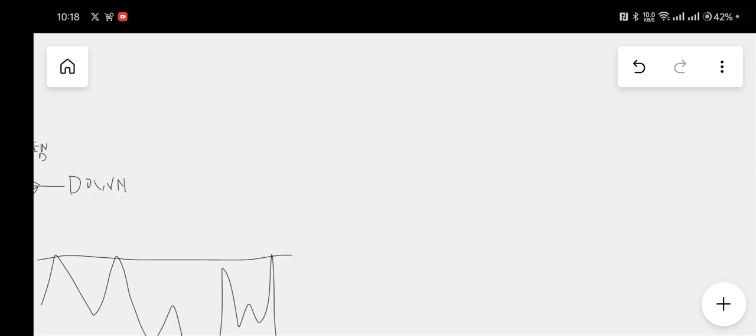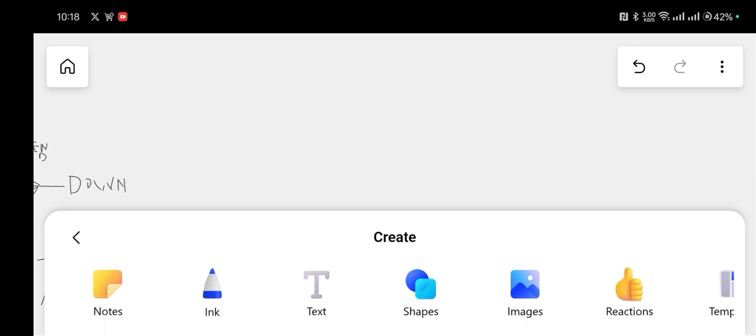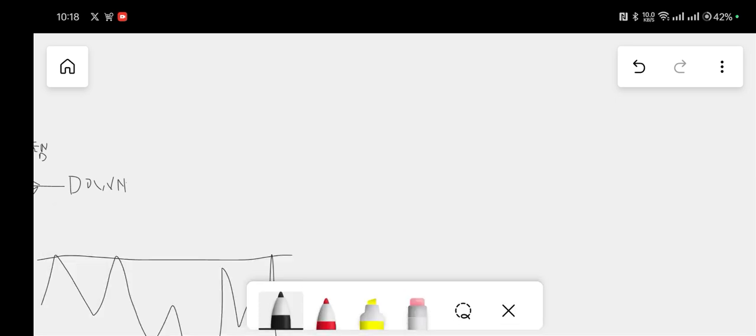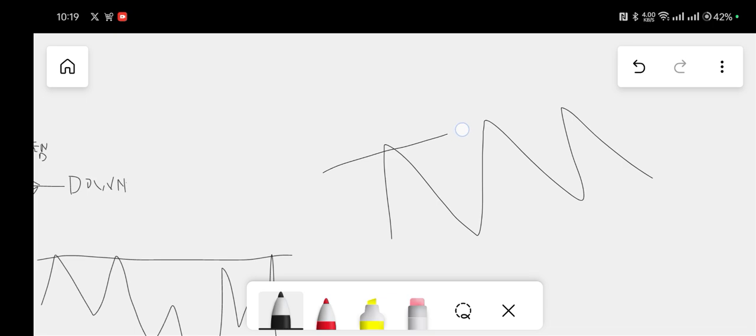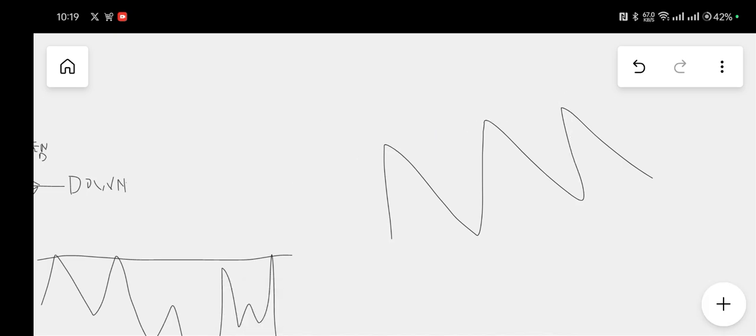Number 1, minimum of 2 points. You need at least 2 swing highs for a downtrend, or 2 swing lows for an uptrend, to draw a trend line. What that simply means is this. Let's say we have this here, then you need at least two touches at least. Sorry about this. Let me delete this and redraw it.